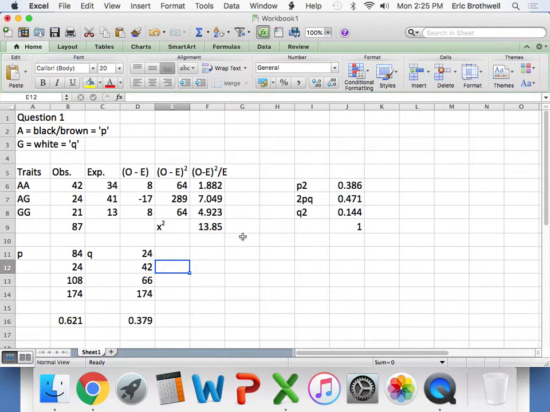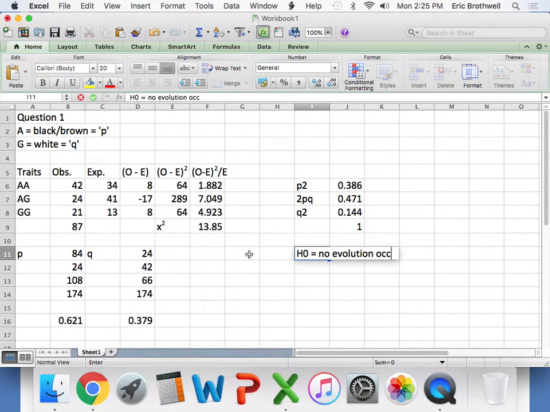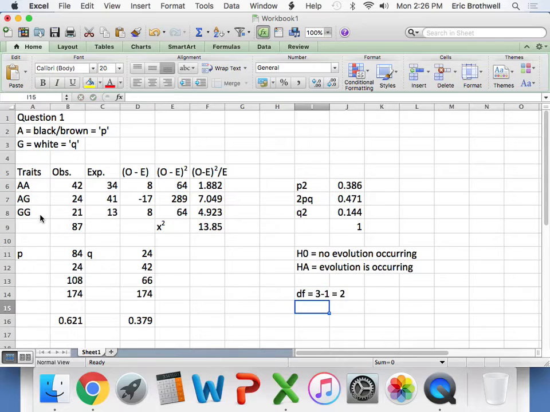So my chi-squared value is 13.85. My null hypothesis is there's no evolution occurring. My alternative is evolution is occurring. My degrees of freedom would be 3 choices, AA, AG, GG, minus 1, which is 2.